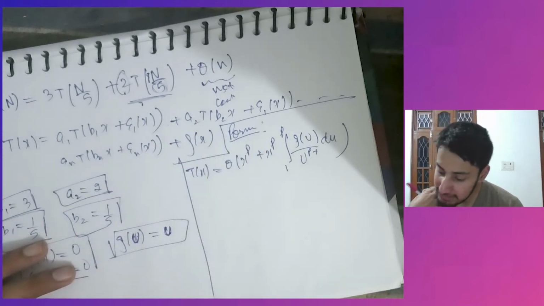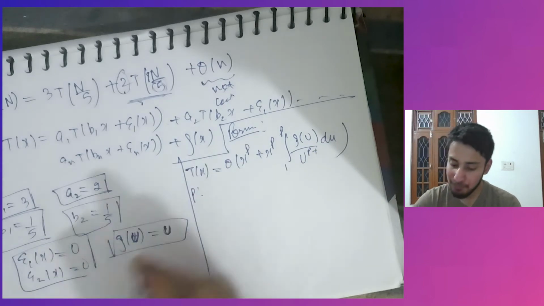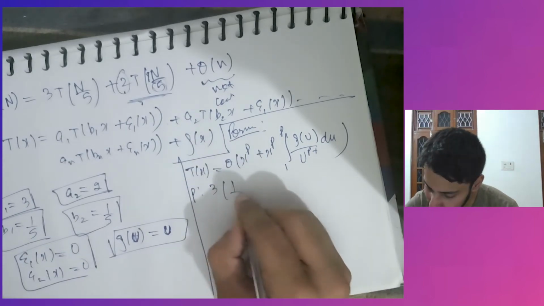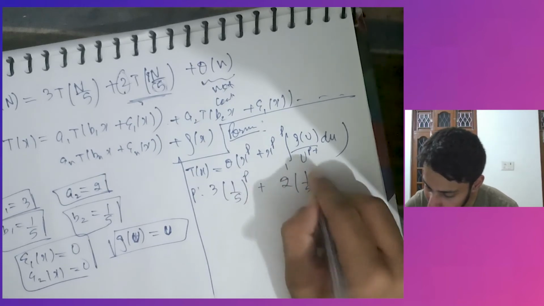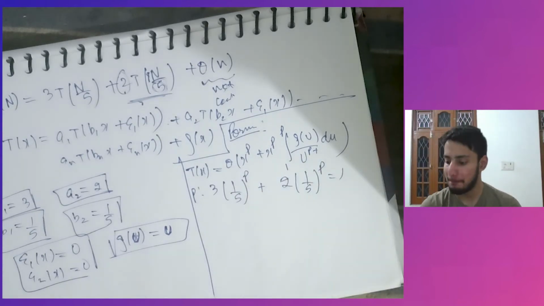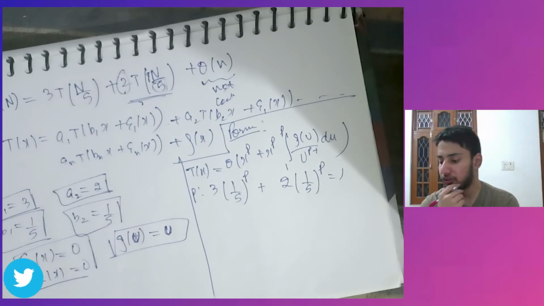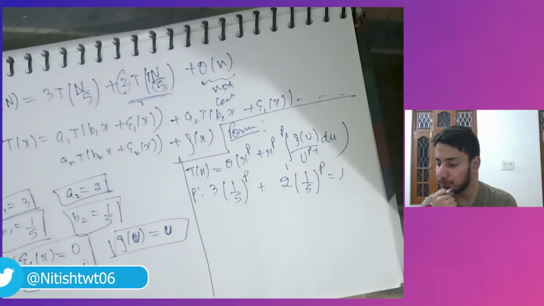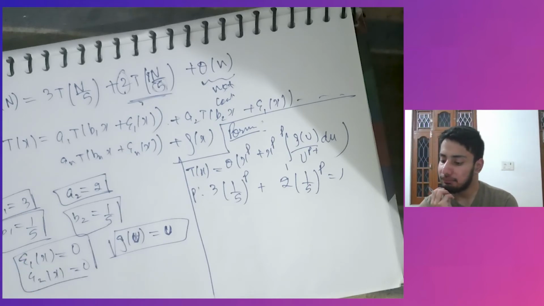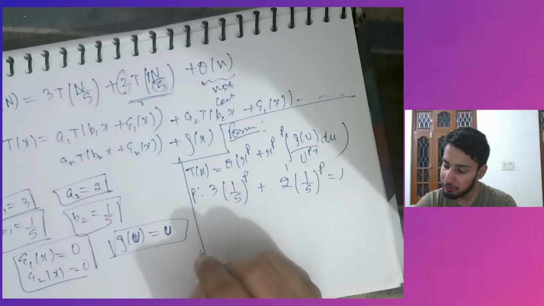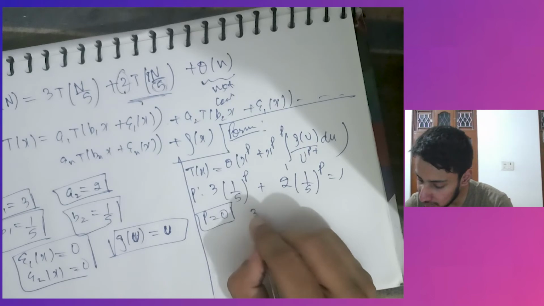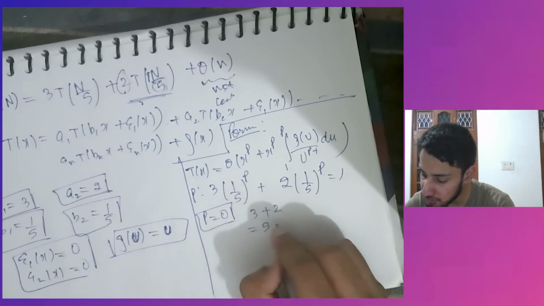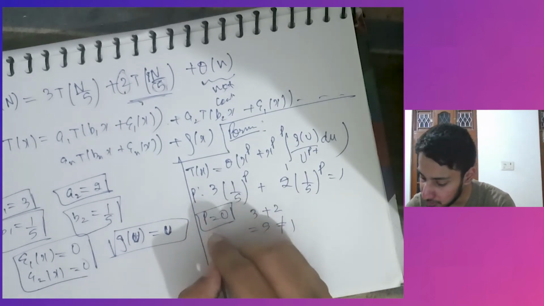Got it? Let's try to find the value of p. So 3 into 1 by 5 to the power p plus 2 into 1 by 5 to the power p should give me 1. Now what should be the value of p? Let's try p equal to 0. So it will be equal to 3 plus 2 equals 5, which is not equal to 1. It means p equal to 0 is not your answer.